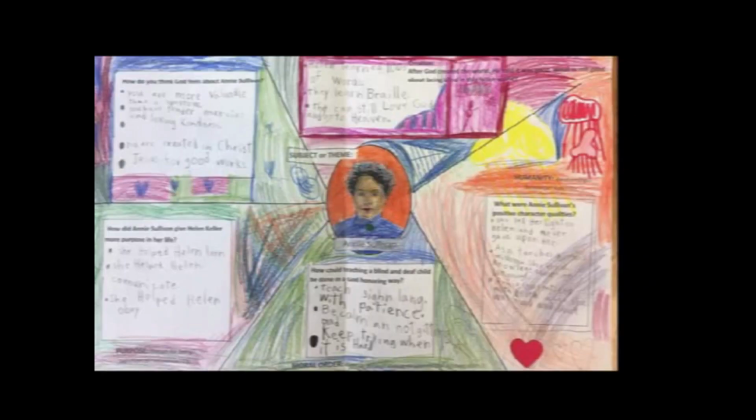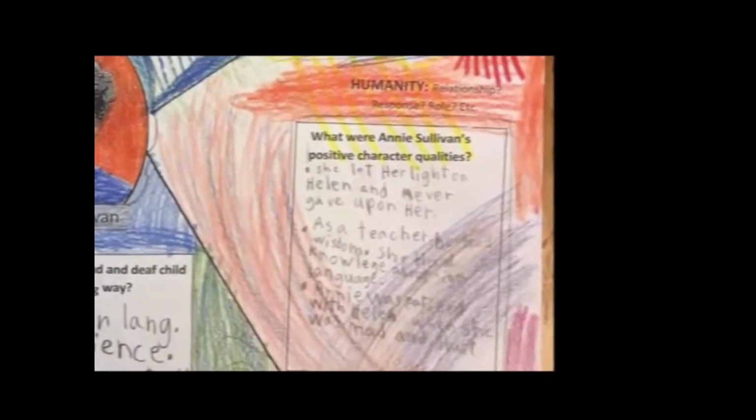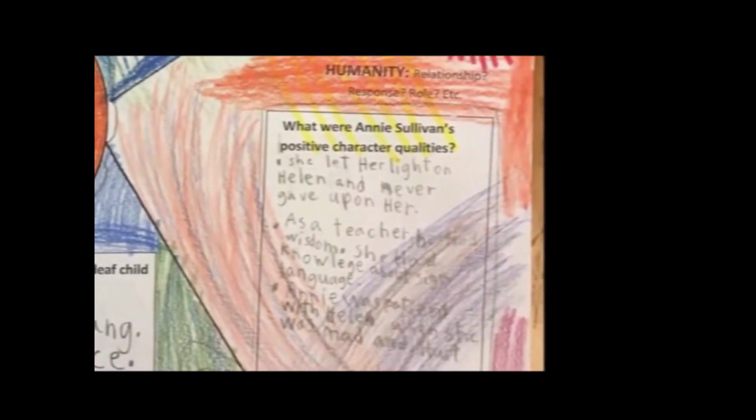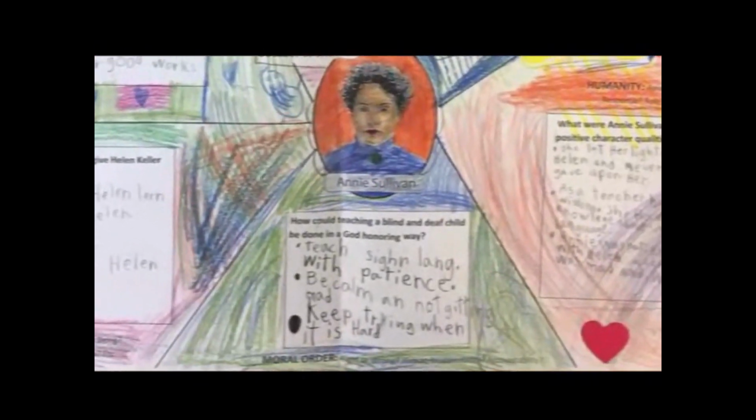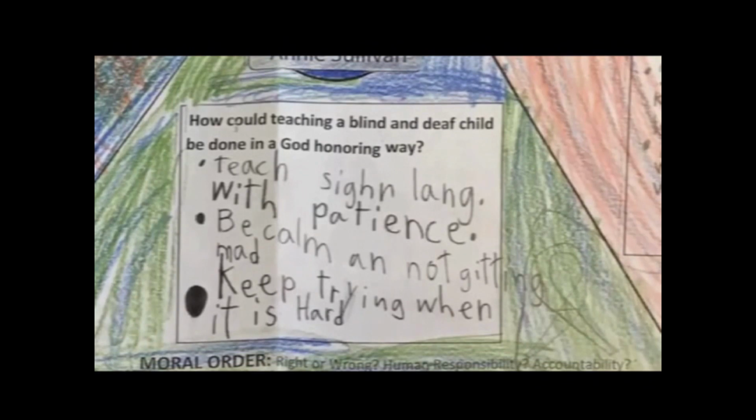And again, are these second graders? They are second graders, and this was an amazing lesson, I have to admit. They thought so deeply, and it was just very, very good. So they connected to these questions. They did. And what did you put down in the humanity area? What were Annie Sullivan's positive character qualities? Beautiful question. Yeah. And in the moral order area? How could teaching a blind and deaf child be done in a God-honoring way? Wow.